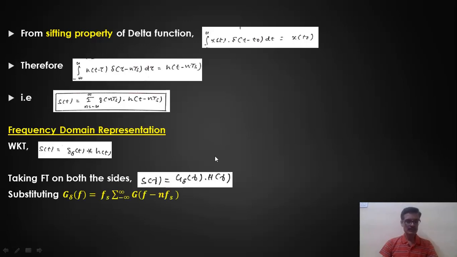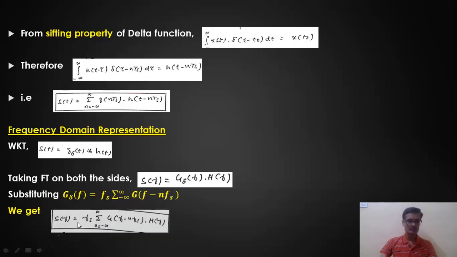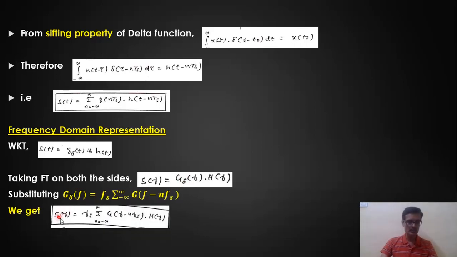Now, if I substitute G delta of f for the instantaneous sampled signal, which is given by fs times the summation, n from minus to plus infinity, of G of f minus n fs, I will get this particular equation. So the equation in the frequency domain for S of f, the flat top sampled version, is fs times the summation of G of f minus n fs, multiplied by H of f. That's all.